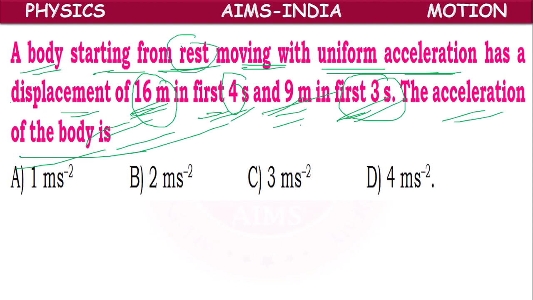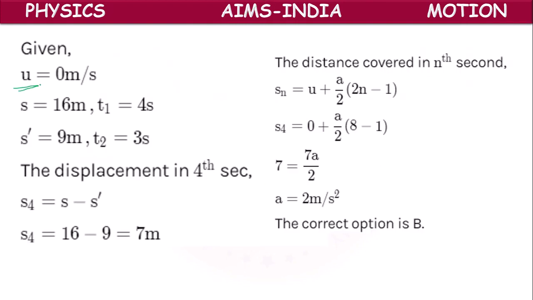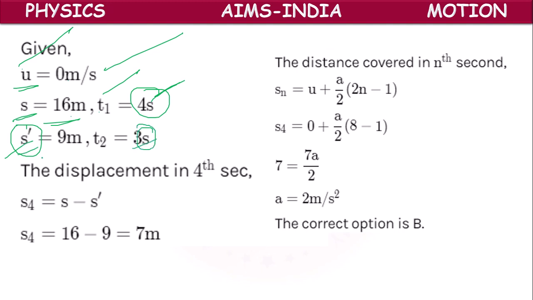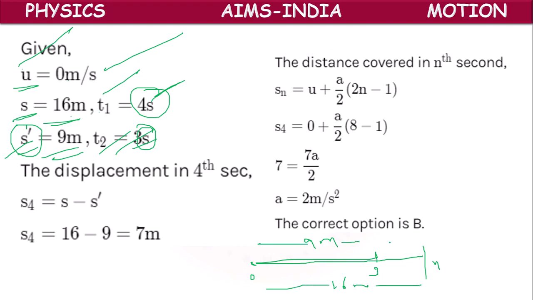Actually it is starting from rest, then moving with acceleration. So given that beginning velocity u is 0. Distance traveled in 4 seconds is 16 meters, distance traveled in 3 seconds is 9 meters. So from 0 to 3 seconds it has traveled 9 meters, 0 to 4 seconds it has traveled 16 meters. What is the distance traveled only in the interval from third to fourth second? Out of 16, this 9 we have to remove, which gives 7 meters.